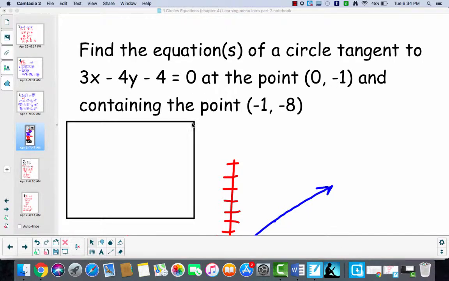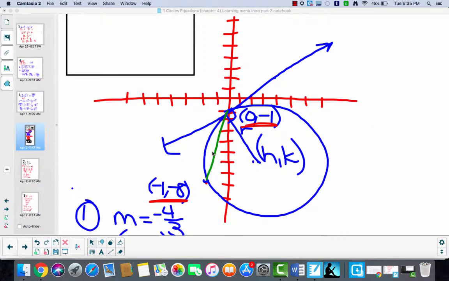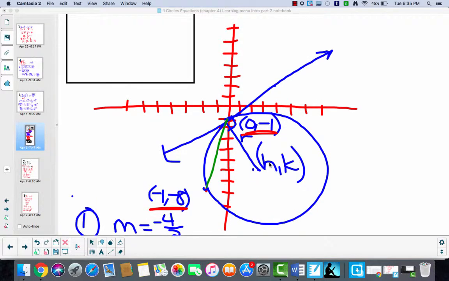So the first thing that we want to do here is we want to think about drawing the picture. So here's my center somewhere. I don't know what it is, so I'm going to use H and K. But here's my point (0, -1), and my circle also has to go through the point (-1, -8), so I've drawn a rough circle here. The line that was given is the tangent line, and so I have to draw that. And then I know that the radius here goes to this center.